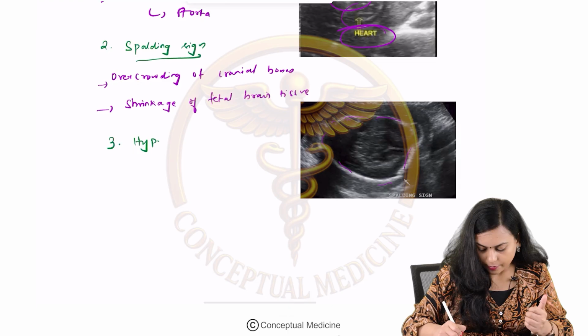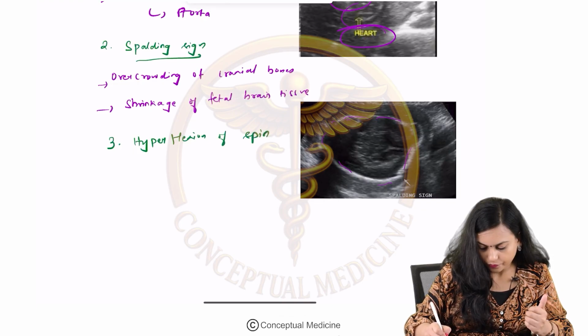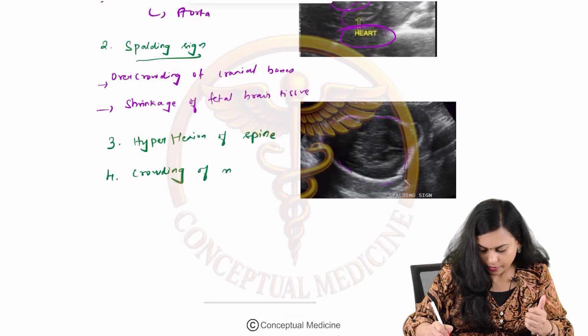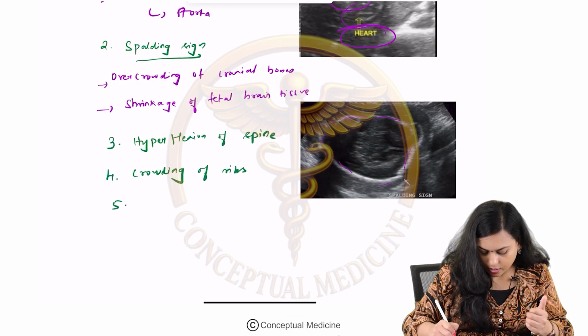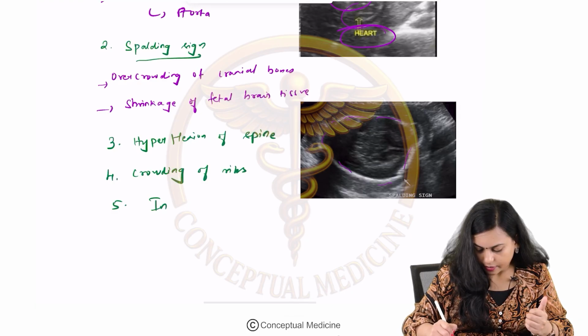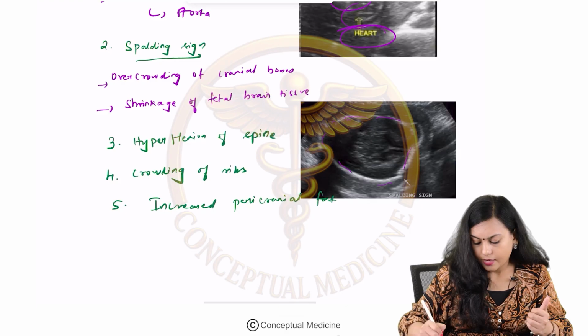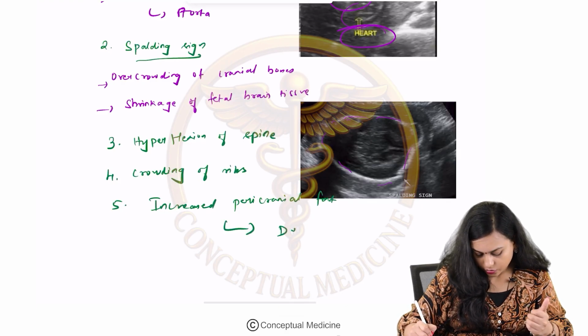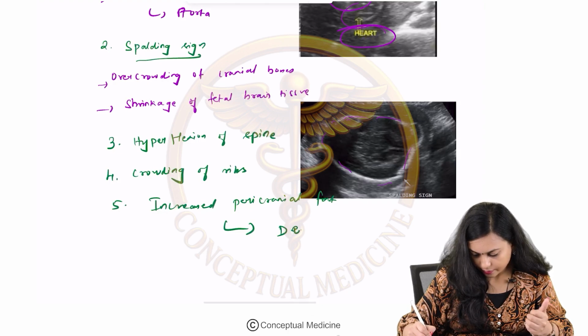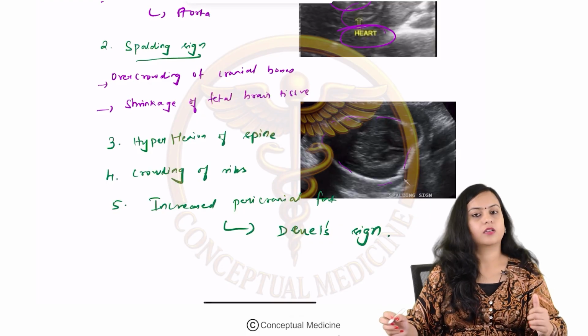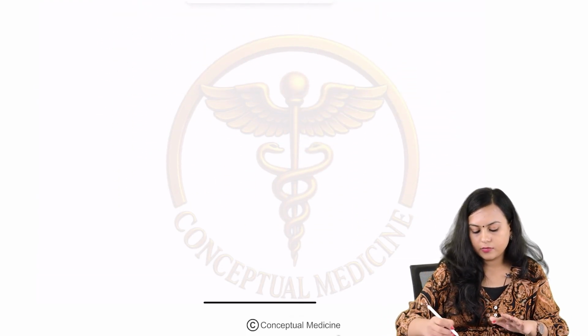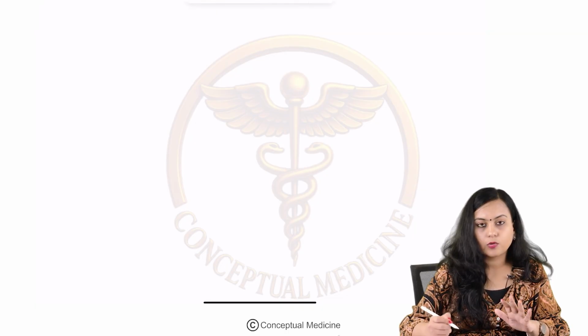you will also be able to see the hyperflexion of the spine. There can be crowding of ribs, and you will be able to appreciate increased pericranial fat also, okay, and this is known as halo sign, okay. Clear? Okay.